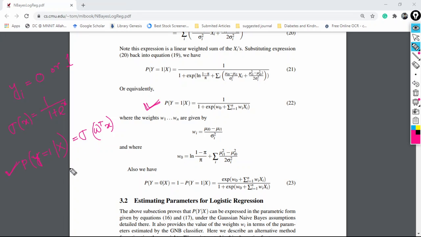Actually, this means 1 plus e to the power minus x, where x means W transpose X. But here we find that this term is actually W transpose X. So don't be confused here between small x and capital X. We have just written it here as capital X.